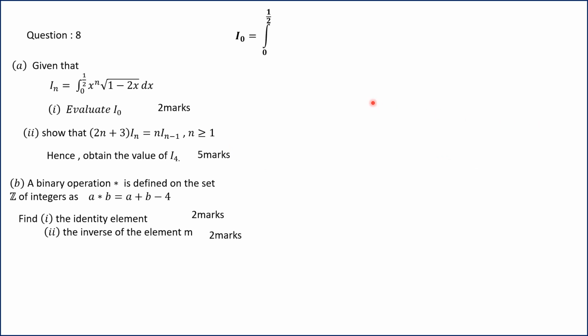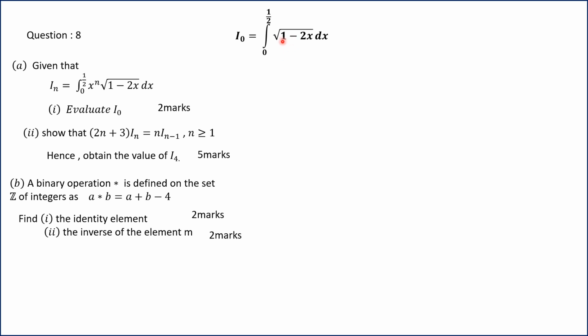The first part requires us to evaluate I_0. I_0 simply means that you come into this general integral I_n and replace n by 0. So x to the power 0 will now become 1 and you'll be left with the square root of 1 minus 2x. Now observe that this is a definite integral, as you can see clearly.